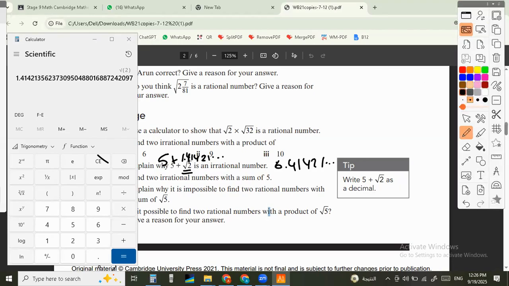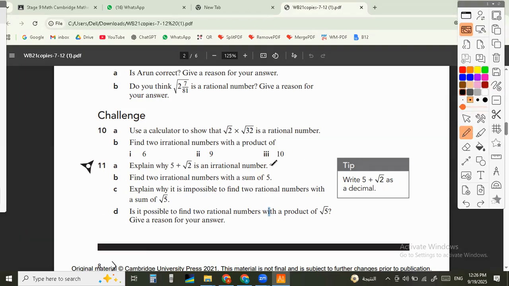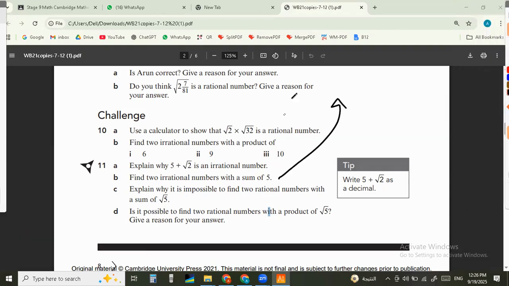All right, next. Find two irrational numbers with a sum of 5. A sum of 5, okay, we agreed, is 5 plus any irrational number that you choose. So it is 5 plus the root of, let's say, 2. That's the first number. The second number cancels the irrational part: negative square root of 2 is the second number.